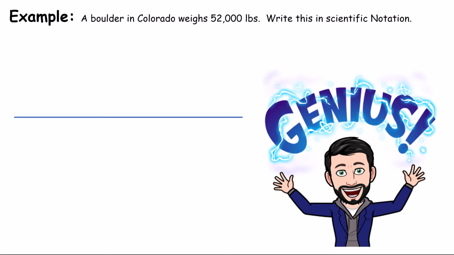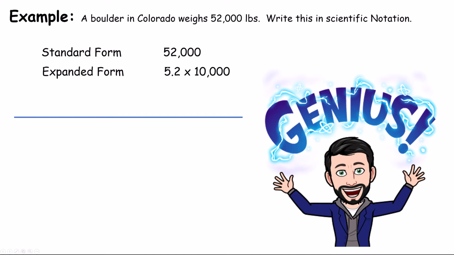A boulder in Colorado weighs 52,000 pounds. Write this in scientific notation. In standard form, 52,000 looks like this. This is how we are used to seeing it. But we know that we can write this as 5.2 times 10,000 because in our previous lesson we said that every time we multiply a number by 10, our decimal point is going to move. So in the case of 5.2 times 10,000, this decimal goes from being between the 5 and the 2. It goes 1, 2, 3, 4 places. 1, 2, 3, 4 zeros to make it into a 52,000.